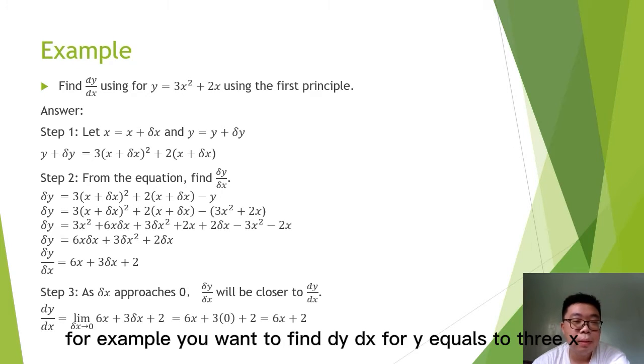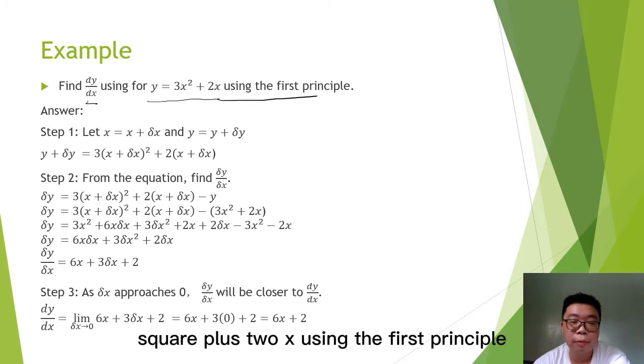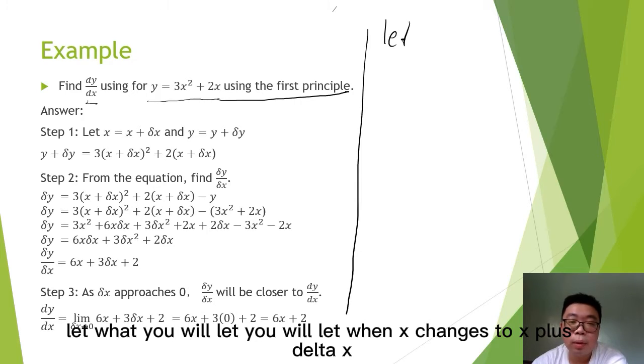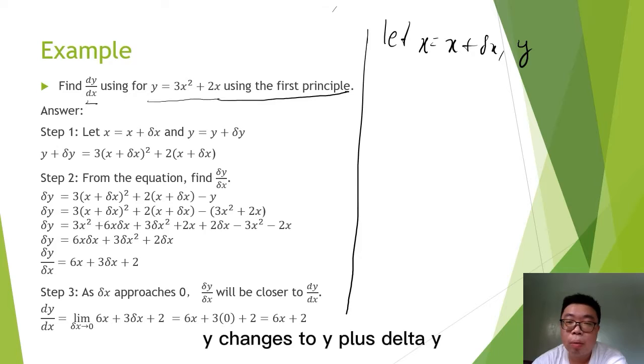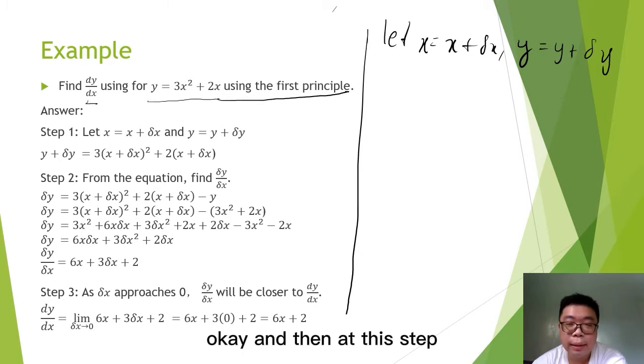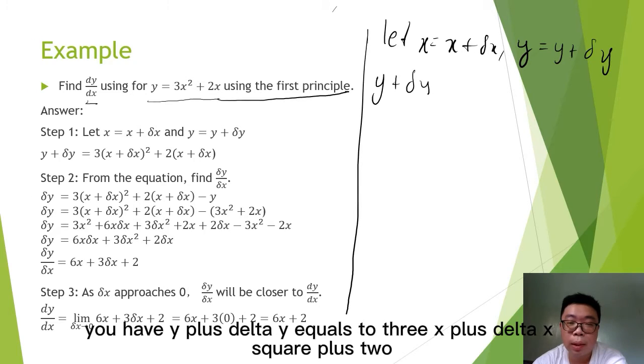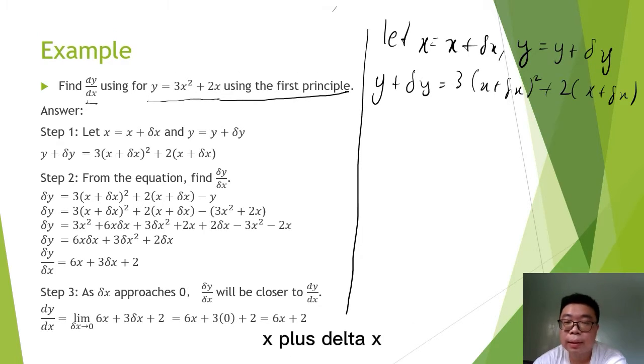Okay, for example, you want to find dy/dx for y equal to 3x squared plus 2x using the first principle. So step 1, you will let x change to x plus delta x, y change to y plus delta y. Then at this step, you have y plus delta y equal to 3(x plus delta x) squared plus 2(x plus delta x).